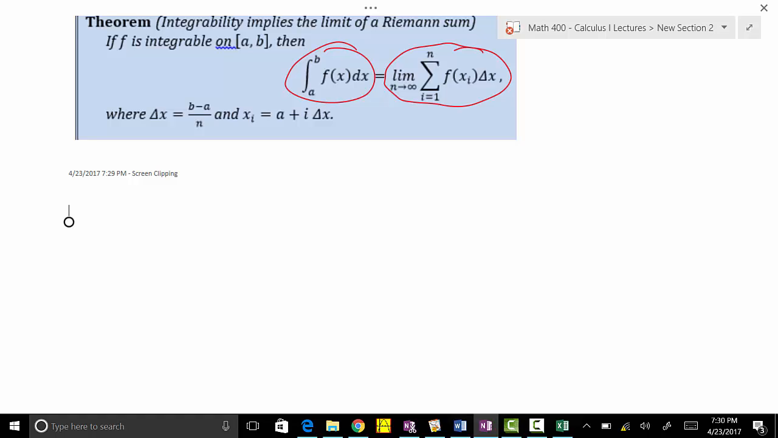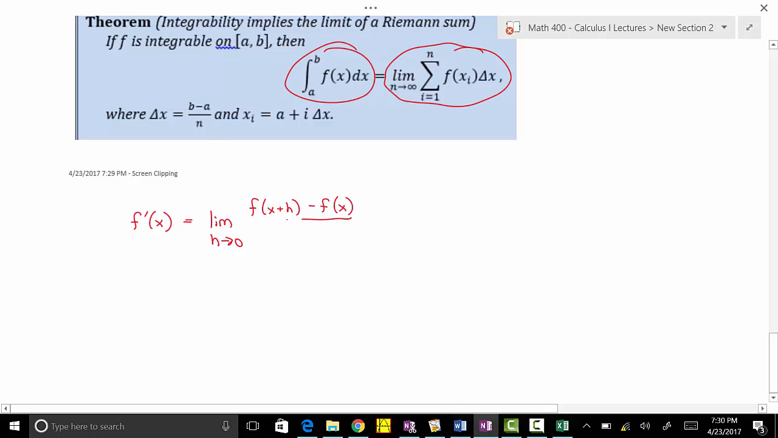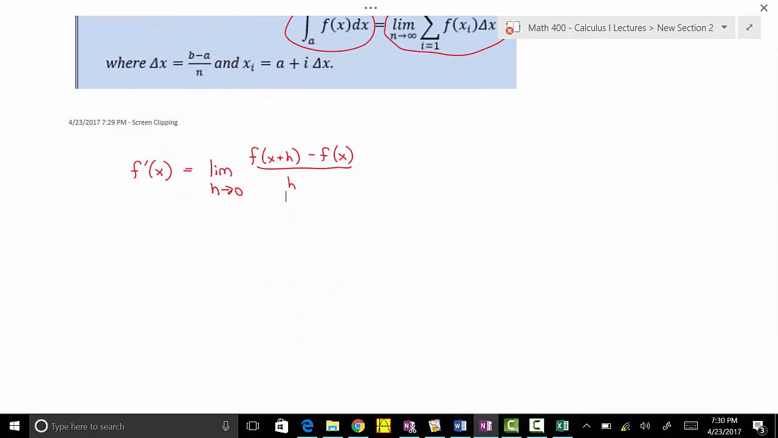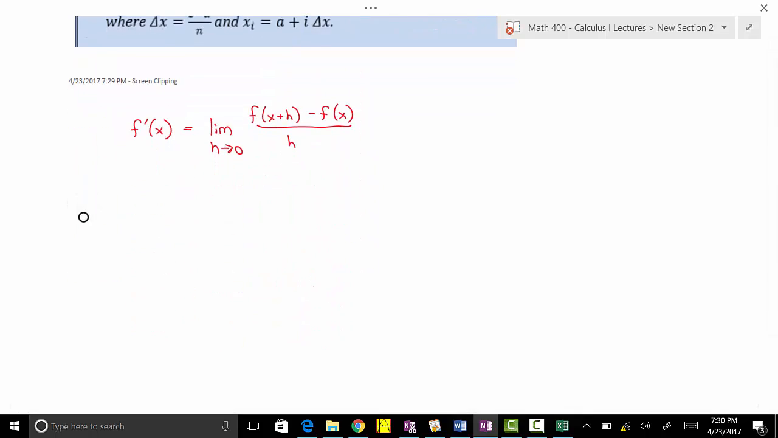Just like, by the way, when we learned about derivatives, if I told you f prime of x exists, then you know the limit as h goes to 0 of f of x plus h minus f of x all over h exists. So just like the derivative is actually a limit, an integral is a limit. All right, that's all I wanted to mention there.